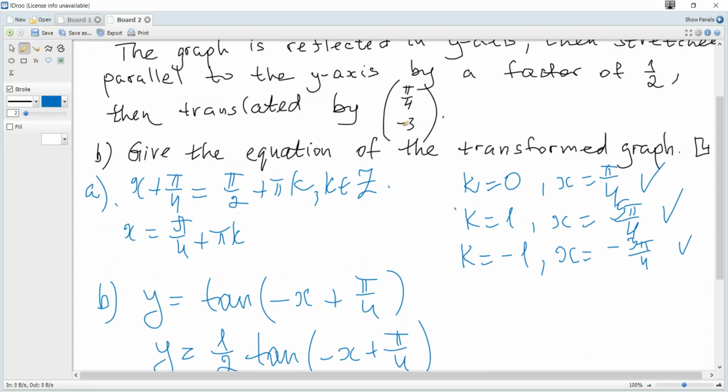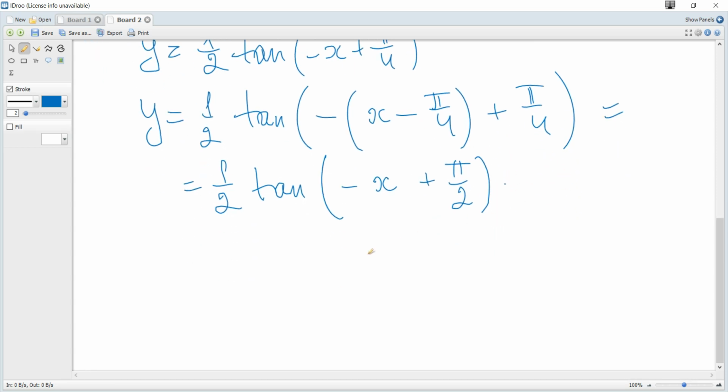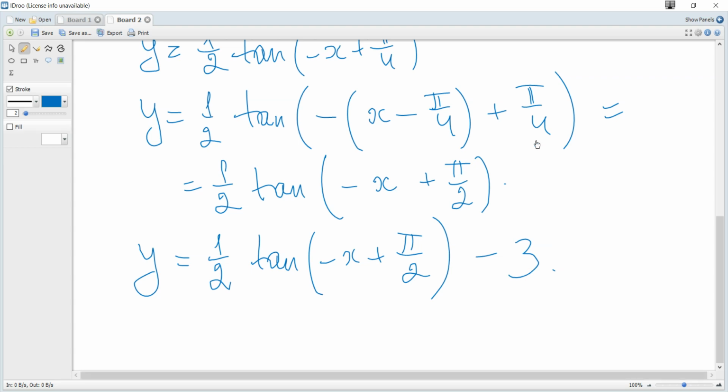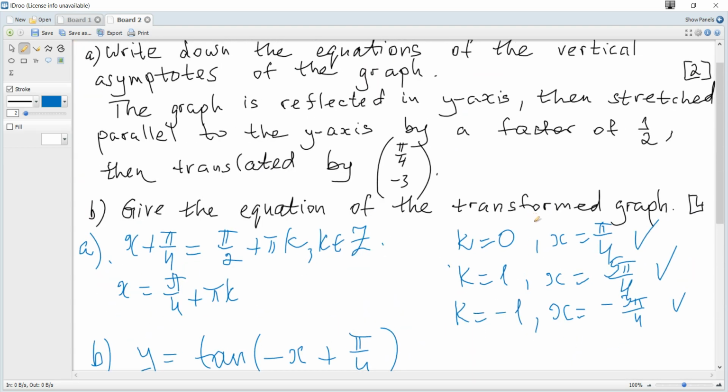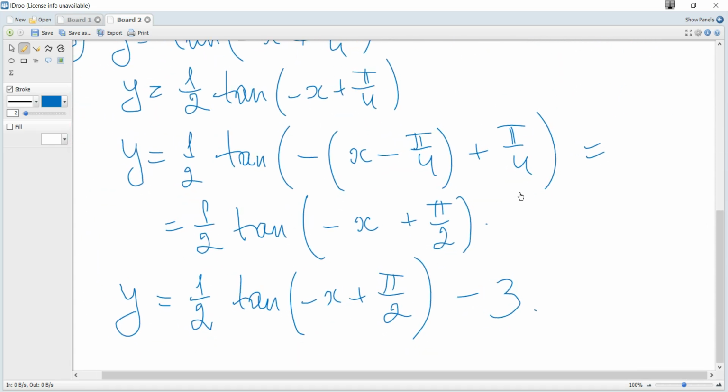And finally, translation by the vector pi over 4, negative 3, and negative 3 means what? It's a vertical translation 3 units down, and every y coordinate will be 3 less, so it's just negative 3 at the end. So the final equation becomes y is a half tangent of negative x plus pi over 2, and just negative 3 at the end. And that's all for this question.